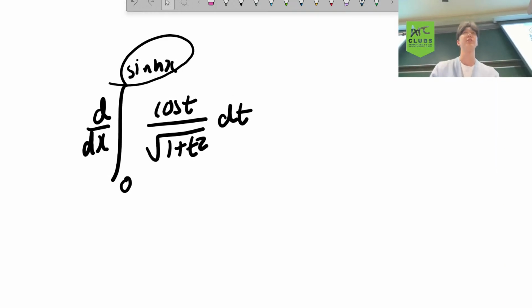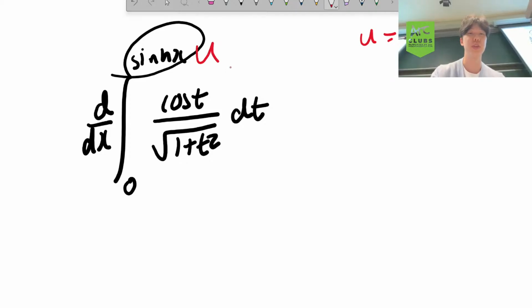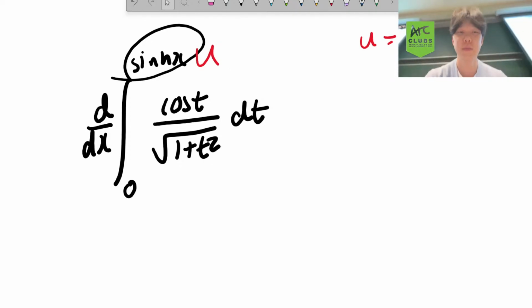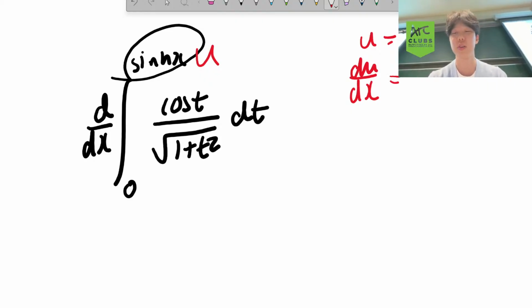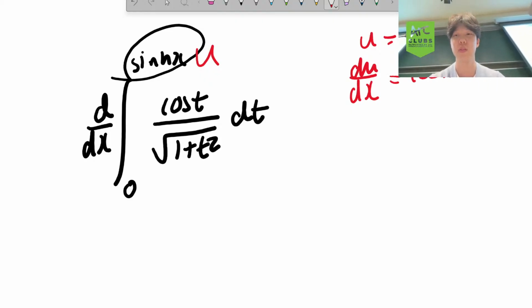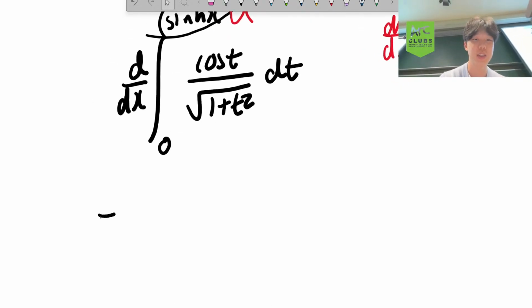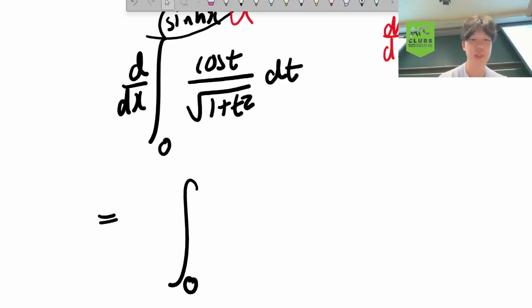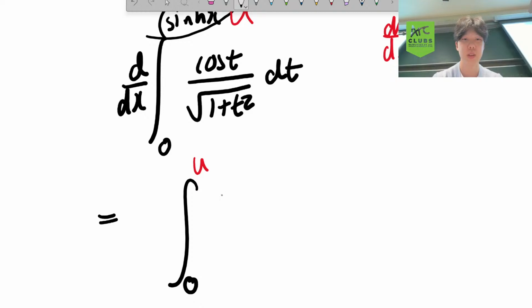So if I want to change this to a single variable, there's a really easy way. I'm going to let u, a single variable, equal the top. So that means I can actually replace this with u later. So that means du on dx. You might be wondering, why are we finding du on dx? Well, you will see, we know the derivative of sinh is cosh. So now what we can do is I can turn this into integral from 0 to not sinh of x, but u this time. And the inside stays the same.